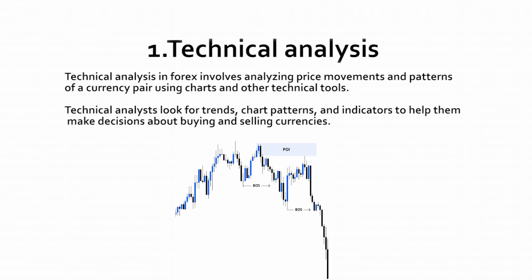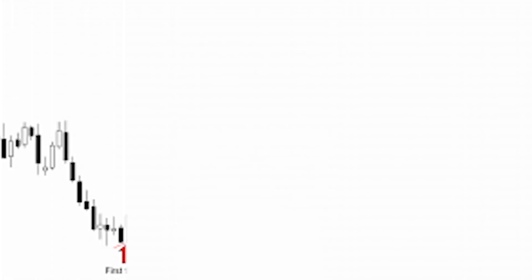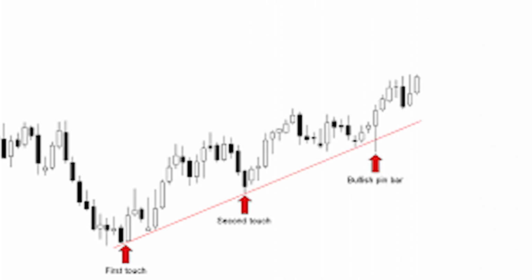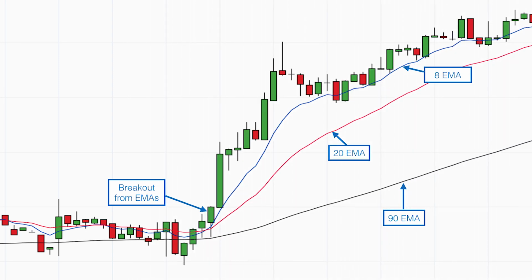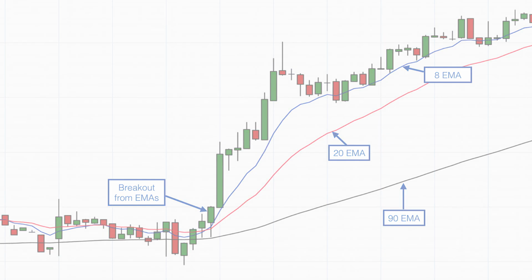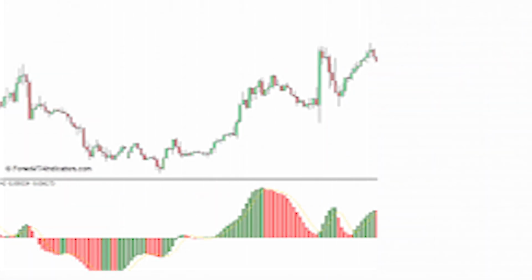Some common ones include trend lines. These are lines drawn on a chart to show the direction of a currency pair's price trend. Moving averages. These are averages of a currency pair's price over a specific period of time, which can help traders identify trends and potential entry and exit points. Oscillators. These are technical indicators that help traders identify overbought or oversold conditions in the market.